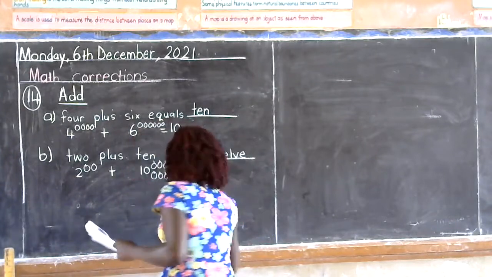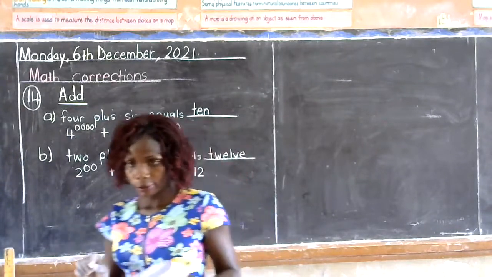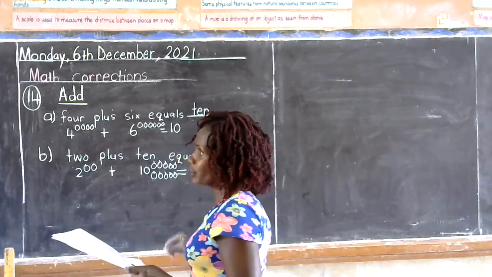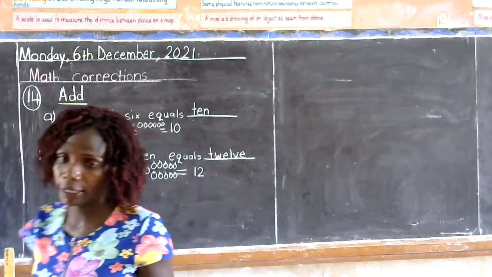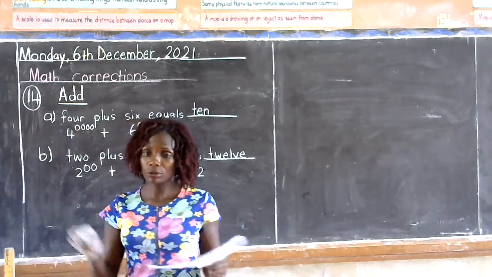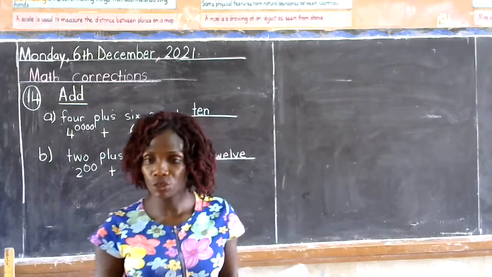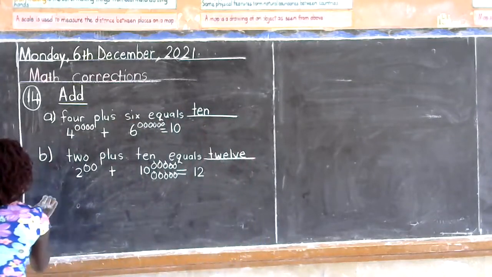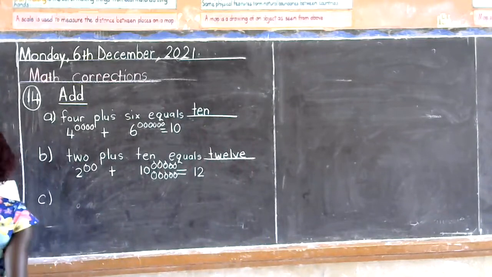Okay, that is how you are supposed to answer. Don't just put the number name without showing the working. They are going to cross you. Please show the working. Okay, good. Then we go to the last one.